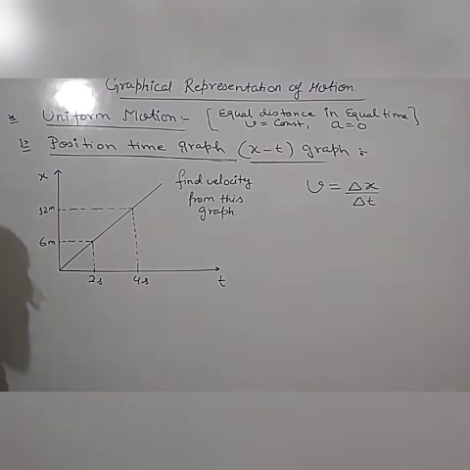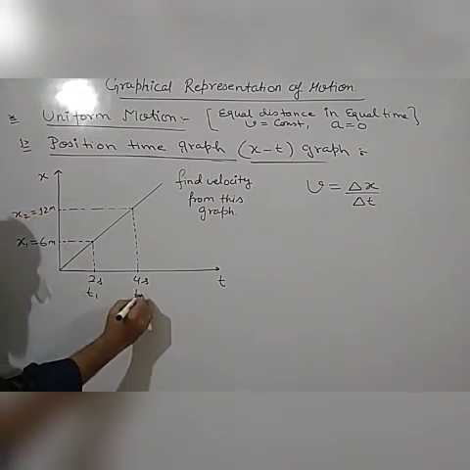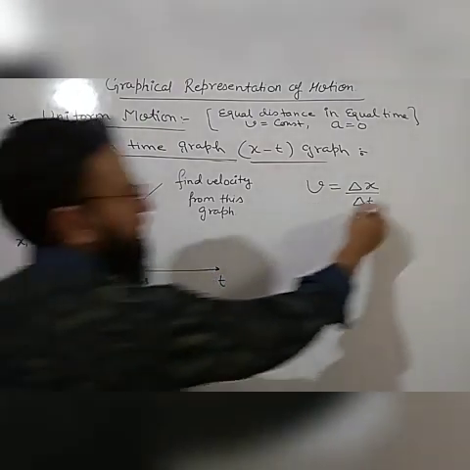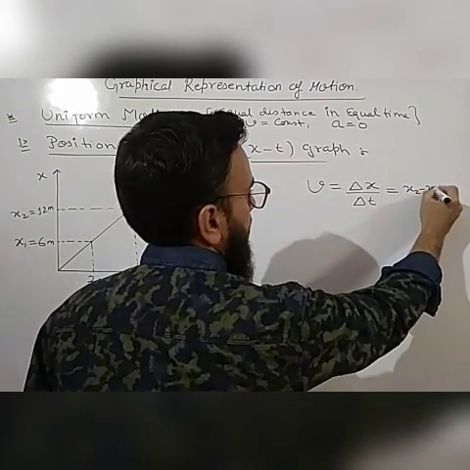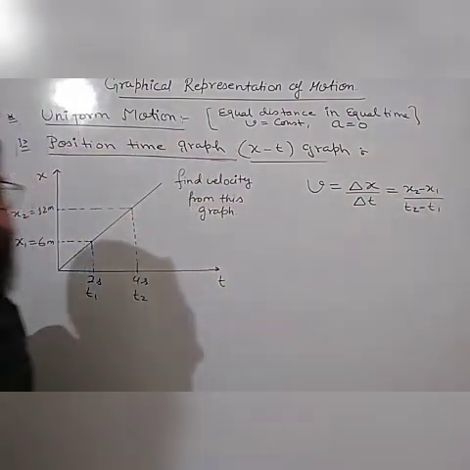So what is delta x? We will consider it as x1 and this is x2. This is time t1, this is time t2. So what is the value of delta x? It is equal to x2 minus x1. And what is delta t? It is t2 minus t1.